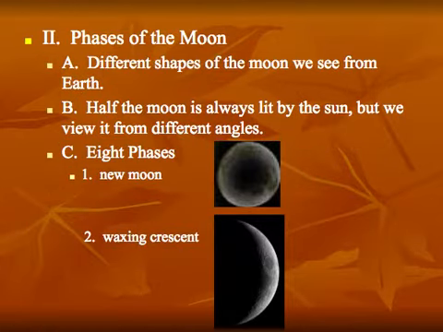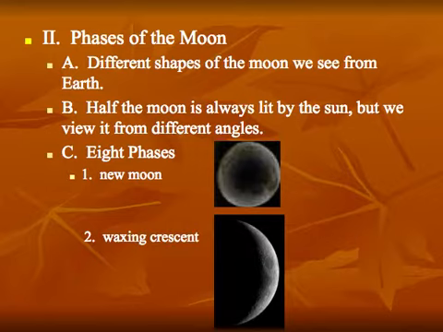The different shapes of the moon we see from Earth are called the phases, and they are occurring because of our different vantage point. We see the moon's lit half at different angles as the moon goes around the Earth in the course of a month. So the moon is always half lit up by the sun. That never changes. It's just our perspective that allows us to see more or less of that lit half of the moon. So go ahead and draw your phases.